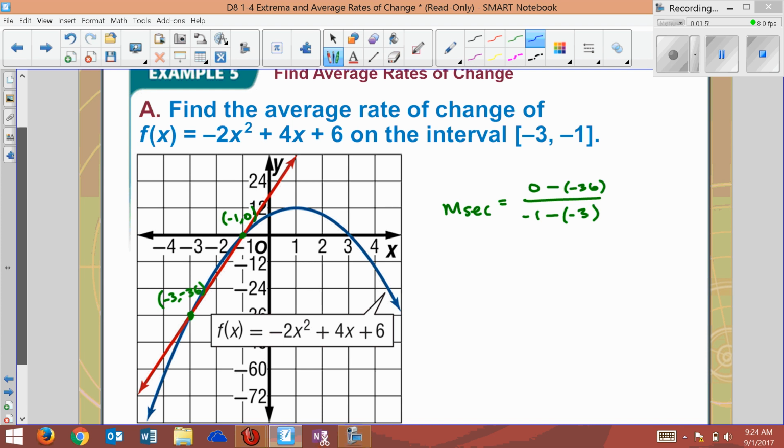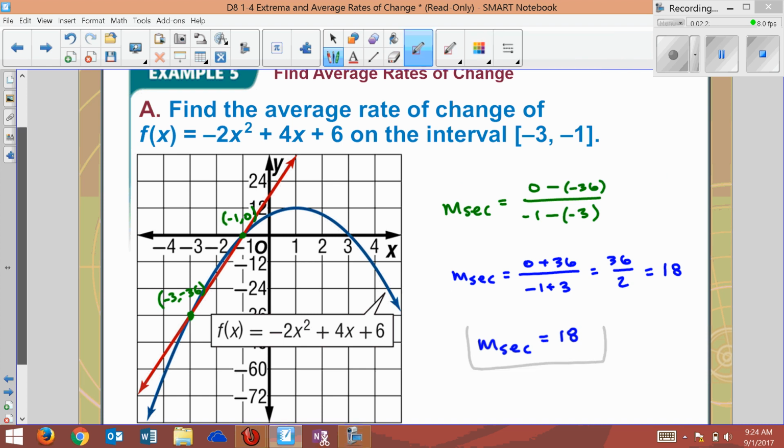As we go to simplify this, the secant becomes 0 plus 36 over -1 plus 3, which is just the values I told you before. 36 divided by 2, which equals 18. The slope of the secant is 18. That's the average rate of change. All right, and so now let's try another one.